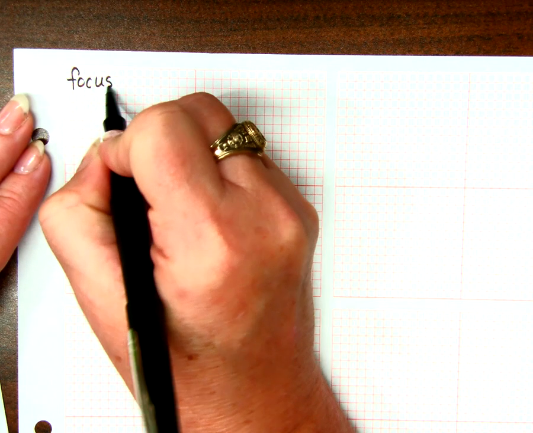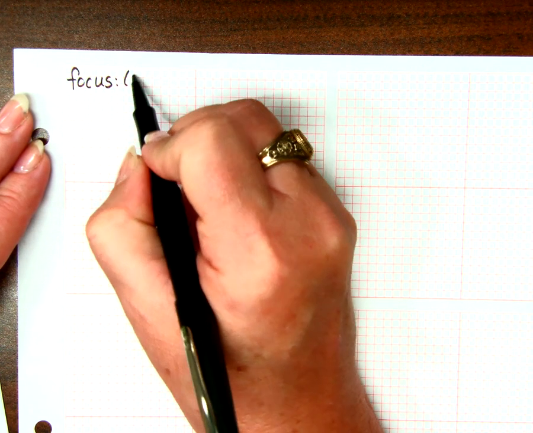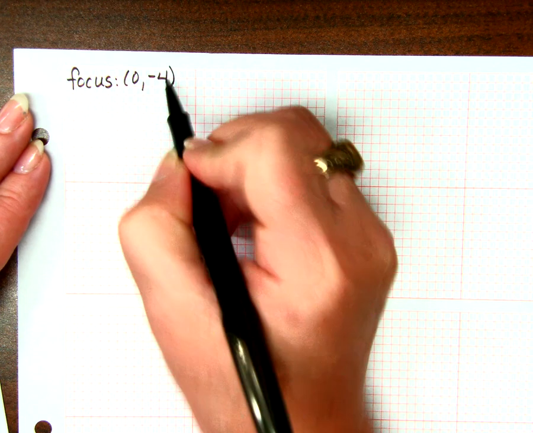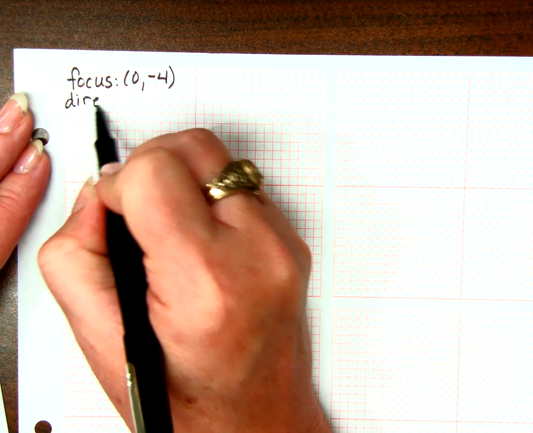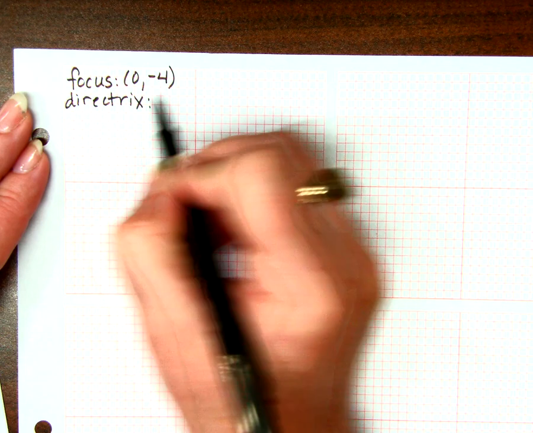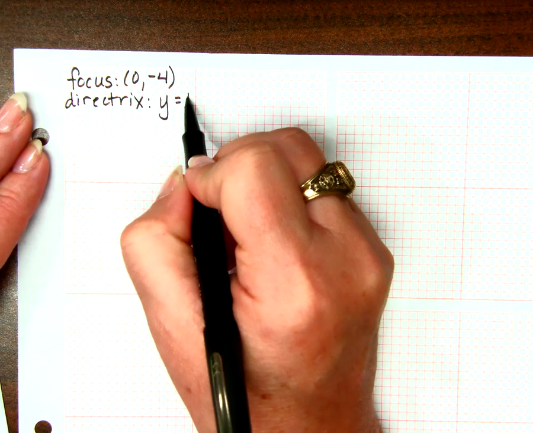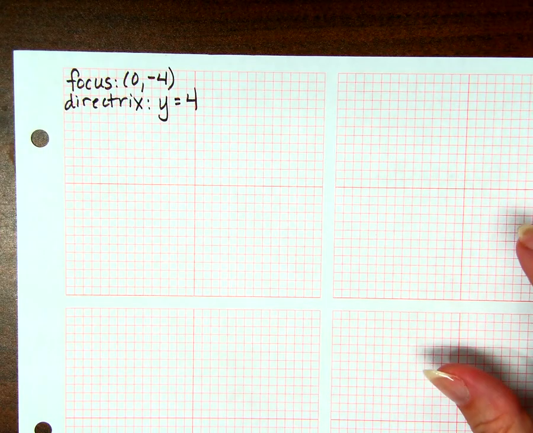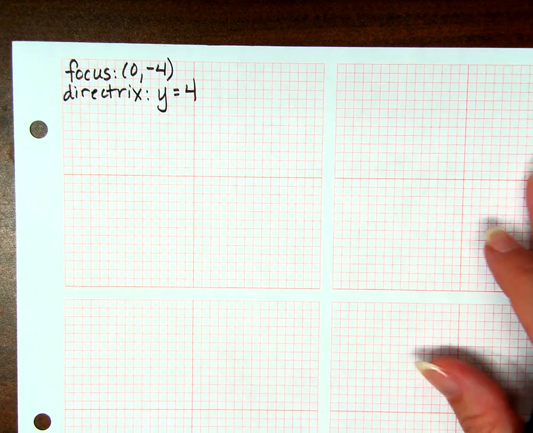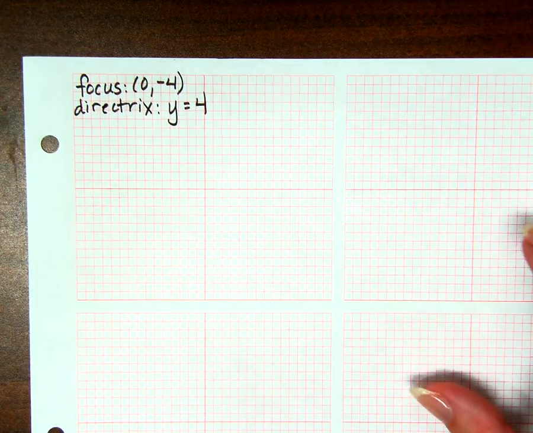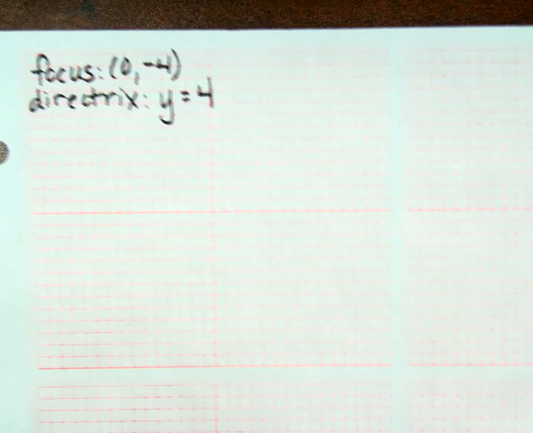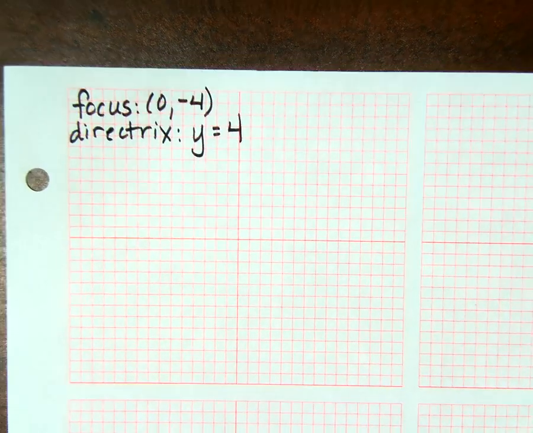The focus is at 0, -4, and the directrix is at y equals 4. Okay? So the focus is at 0, 4. I'm going to zoom in real quick. Maybe not that much.